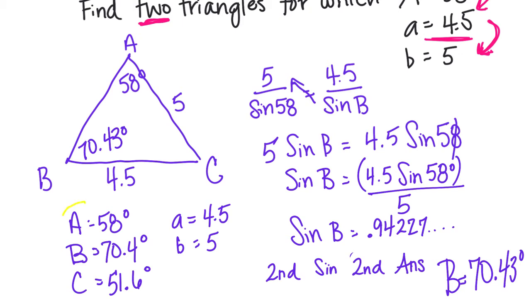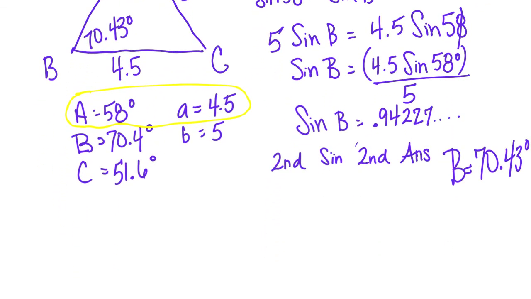Now I always stick with what I know. I use what I know to find out. So I'd go right back to what I know, the sines, because these are the ones that were given, so I would use those to find the rest. The sine of a, which is 4.5, over the sine of 58 is equal to c over the sine of 51.6.